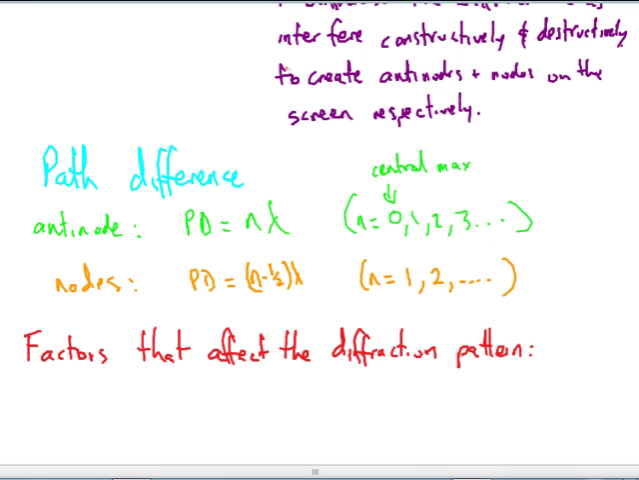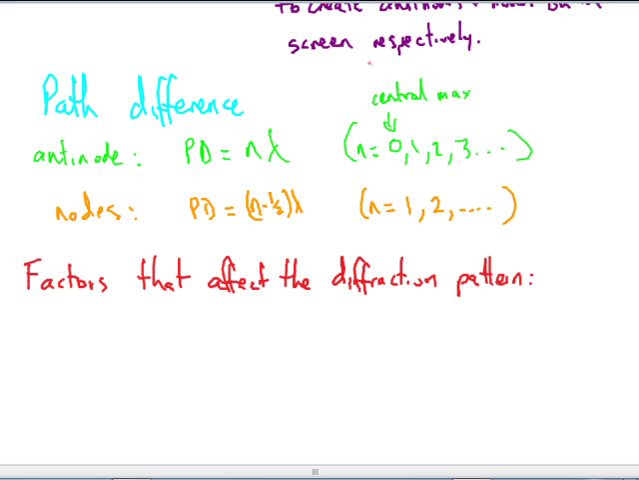Okay, factors affecting the diffraction pattern. That is the distance or the separation of the antinodes. Now, strictly speaking, this isn't on the course, but it's the most useful thing that you can whack on your cheat sheet. Delta X equals lambda L over D.